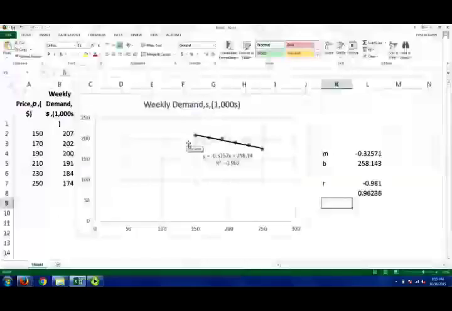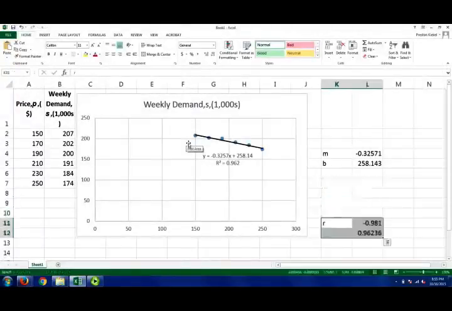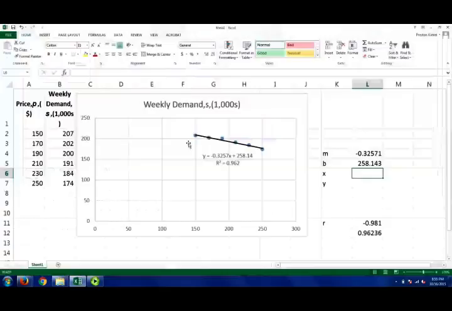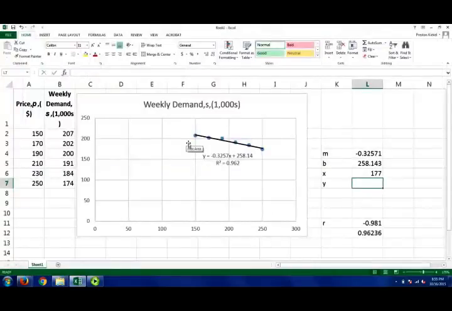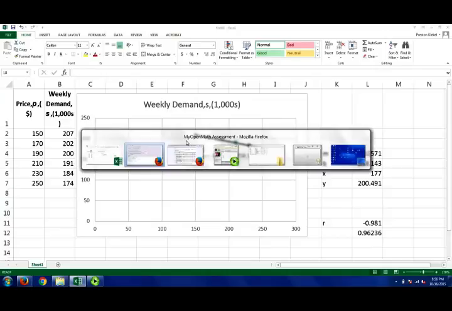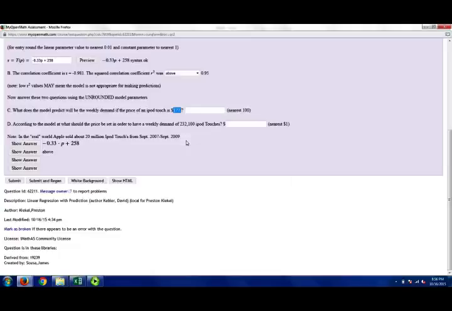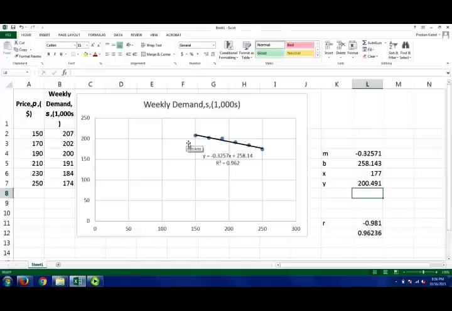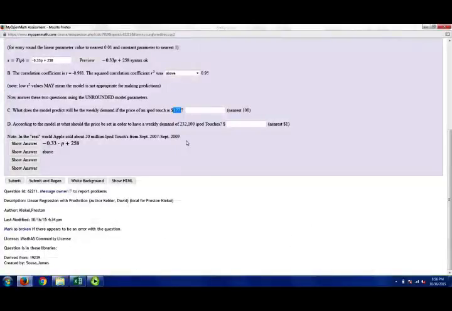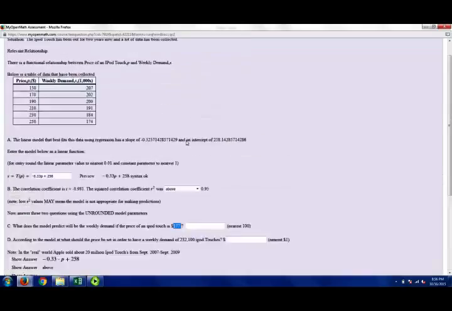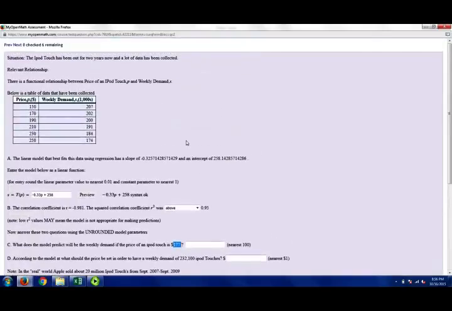What I'm going to do now is, let me get this out of the way. I'm going to have a section here for X, and I'll have for Y. So y, let's plug in my x. X is 177. And y is equal to m times x plus b. That's mx plus b. And rounding to the nearest 100, this is 200.491. What are these in thousands? Let's see here. Oh, yeah, in thousands.